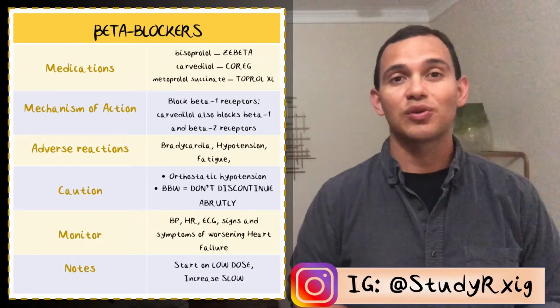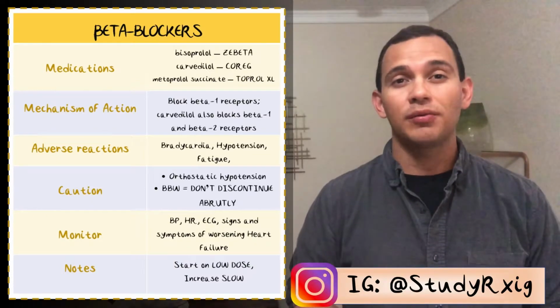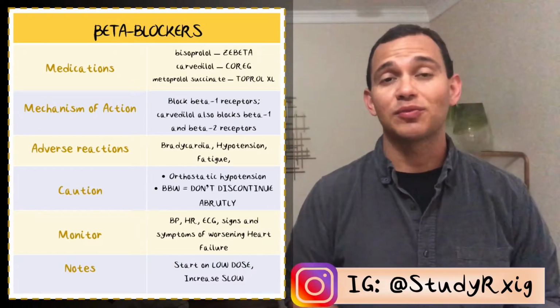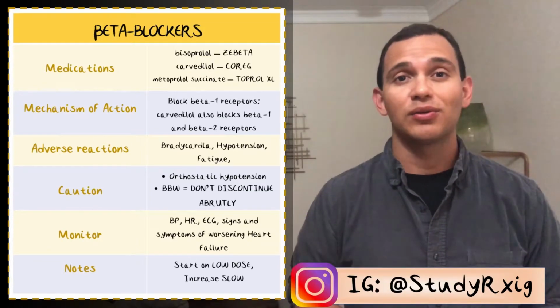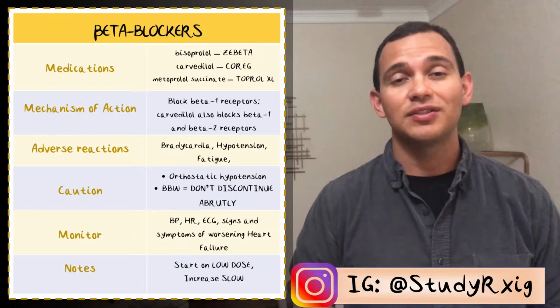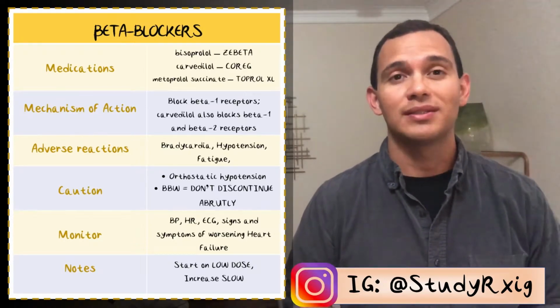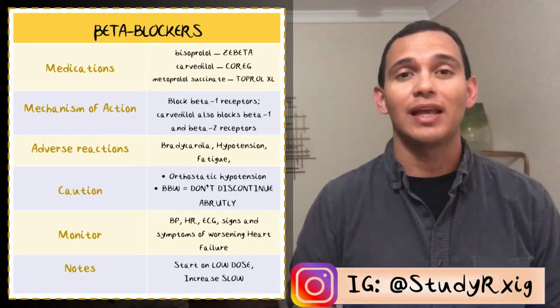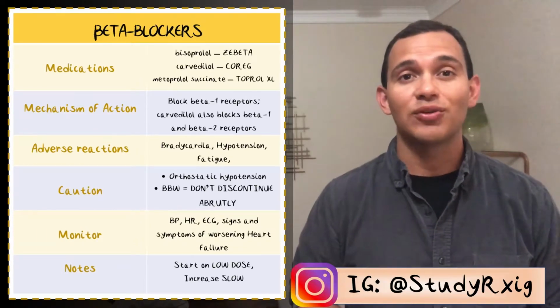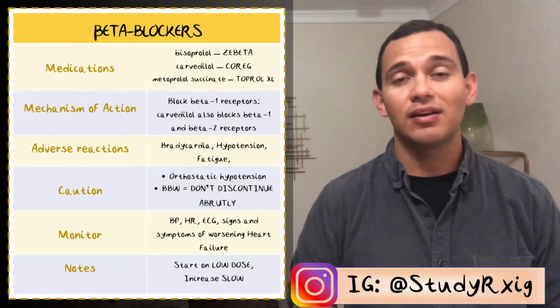For beta blockers, we're going to monitor the blood pressure, heart rate, EKG, signs and symptoms of worsening heart failure, and the blood glucose levels. The reason why we monitor the blood glucose levels is because these medications may worsen glucose tolerance. Agents such as carvedilol can prolong insulin-induced hypoglycemia. Since these agents are now going to be working on the heart, that is why they call for an EKG.